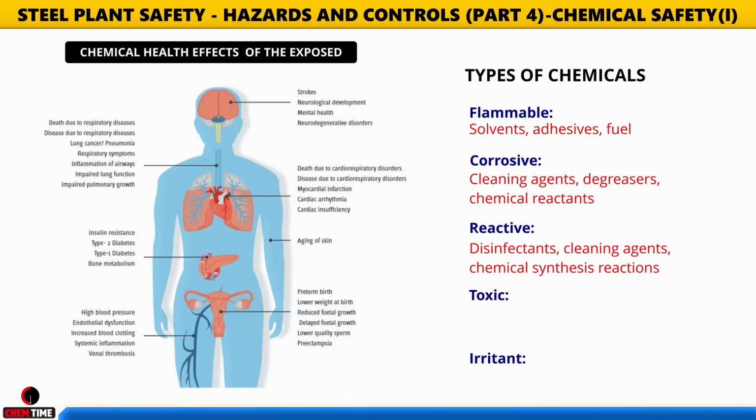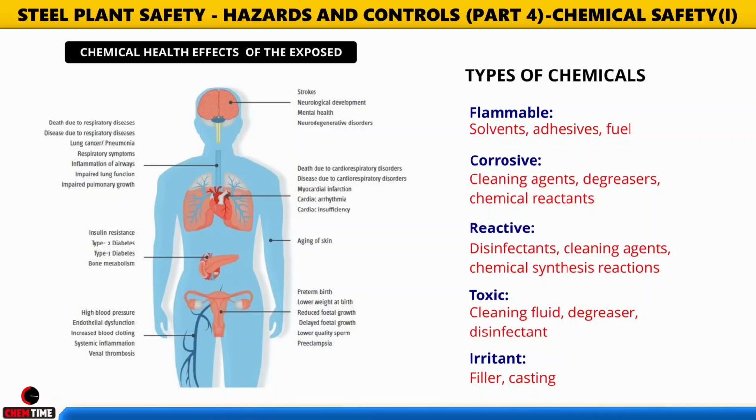Reactive chemicals may be disinfectants, cleaning agents, and chemical synthesis reactions. Toxic chemicals are cleaning fluids, degreasers, disinfectants. And irritants are fillers, castings, even sand. Sand is also an irritant. So these are the chemicals which are being exposed knowingly or unknowingly, but are being used extensively in all the steel, power, and chemical industries, and these are the health effects which are caused due to them.